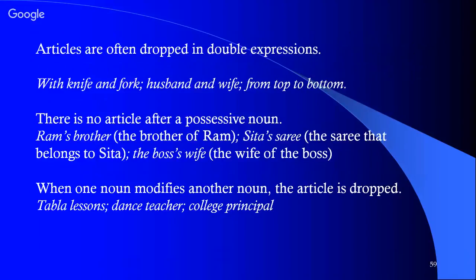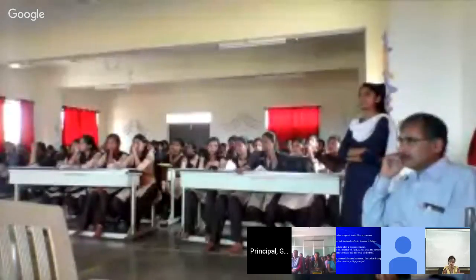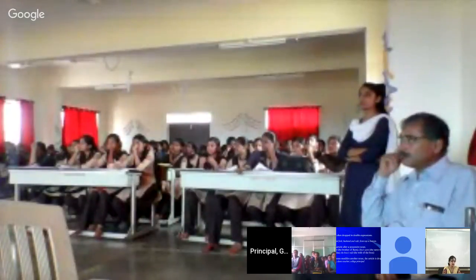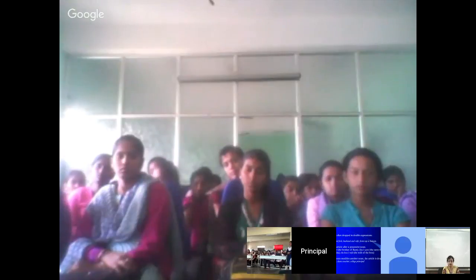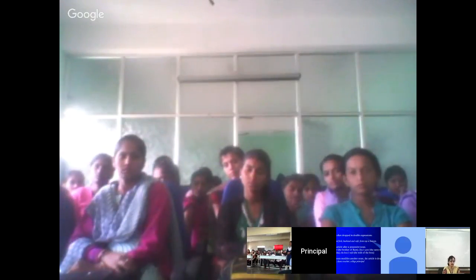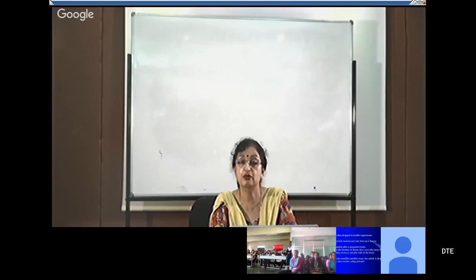Articles are often dropped in double expressions with knife and fork, husband and wife, from top to bottom. When two nouns come together, we don't use the article. There is no article after a possessive noun. Ram's brother, that is the brother of Ram. Sita's sari, the sari that belongs to Sita. The boss's wife, the wife of the boss. When one noun modifies another noun, the article is dropped. Tabla lessons, dance teacher, college principal.